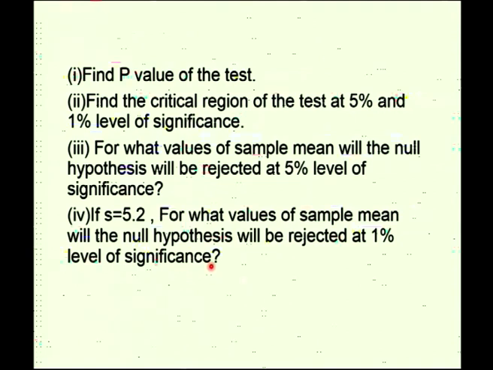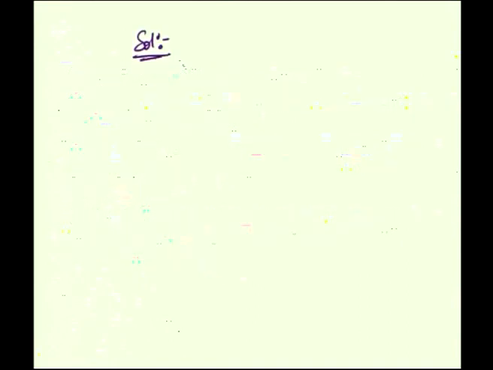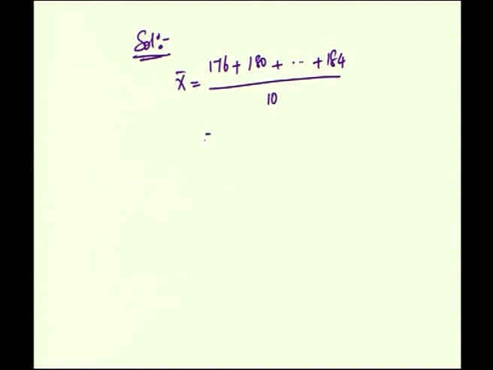First of all, we have to compute x bar and the s value. X bar is all the 10 values added together, 176, 180 plus etc. up to 184, and it is divided by 10. The total comes to 1805, and 1805 divided by 10 is equal to 180.5. So, x bar is equal to 180.5.